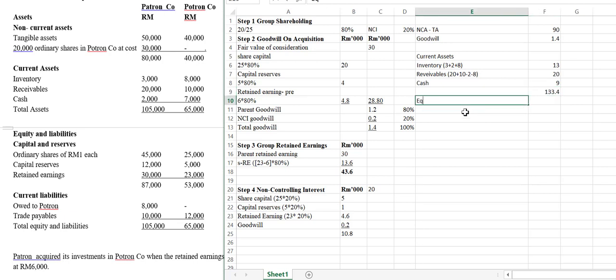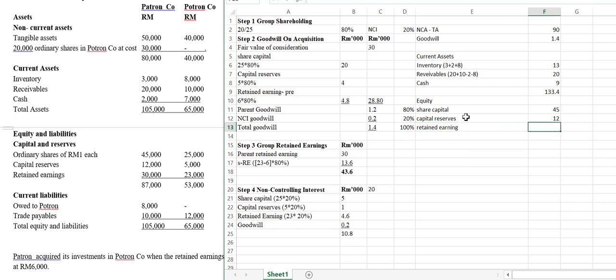Then we go to the equity part. Bear in mind your share capital: you'll never add on, you only take the parent's portion forever and ever. Then capital reserve, again you only take the parent's portion because the pre-acquisition capital reserve has been used to calculate your goodwill. So you only take the parent's portion, 12,000. And your retained earnings, we already calculated, is 43.6, so just put in the figure. And you also have your NCI. The non-controlling interest we calculated just now is 10.8.